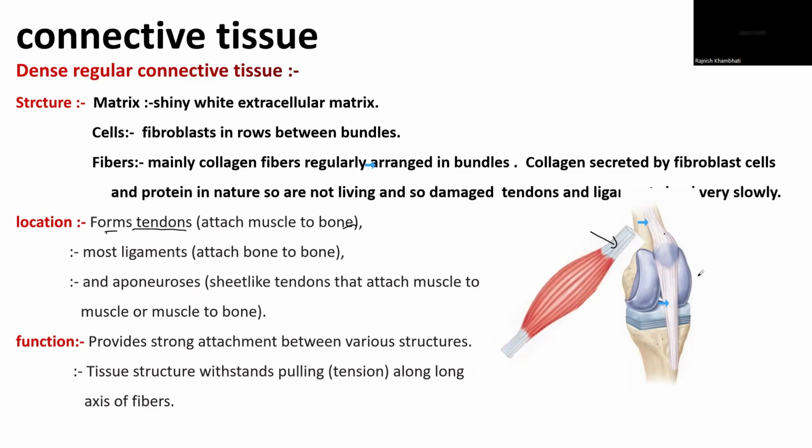Okay, bone to bone attachment. You can see. Now, next is aponeurosis, which means a sheet-like tendon that attaches muscles to muscles and muscles to bone. Again, it is present as a very thin sheet, which is also dense regular connective tissue. And what is the function?